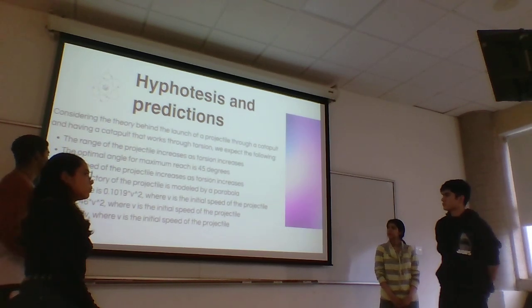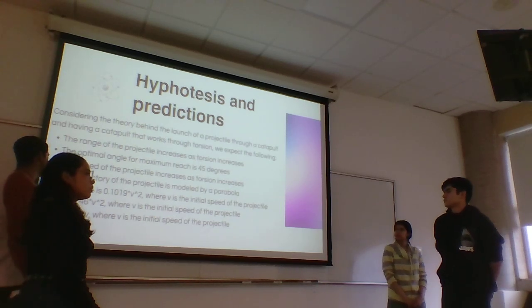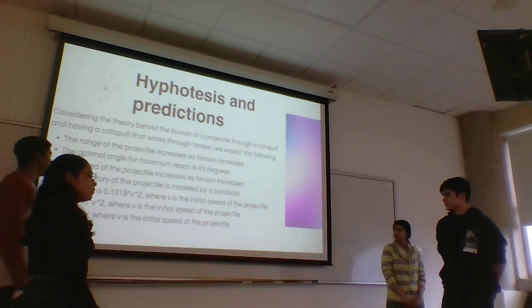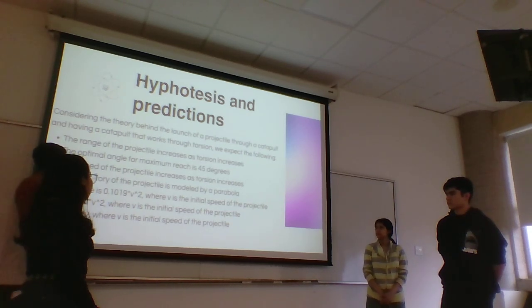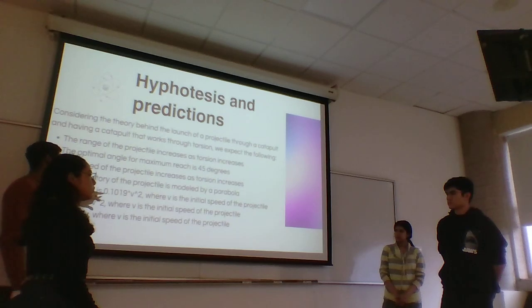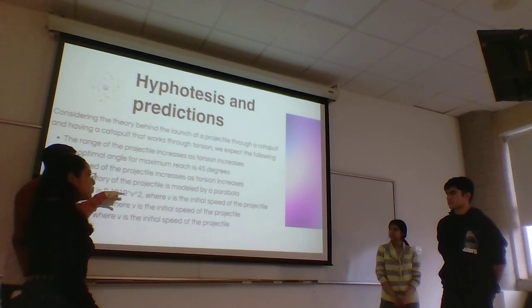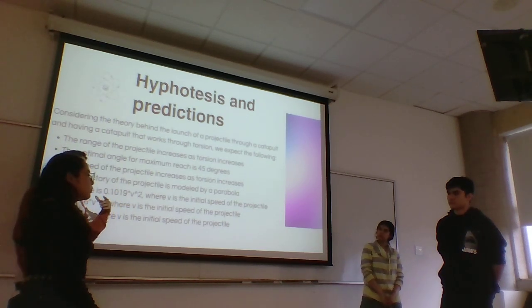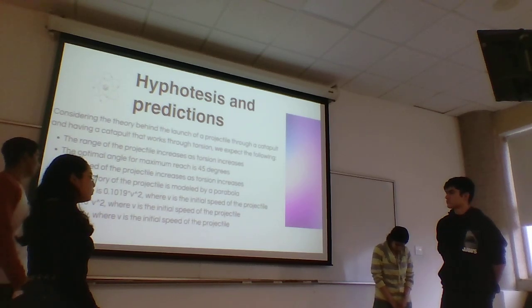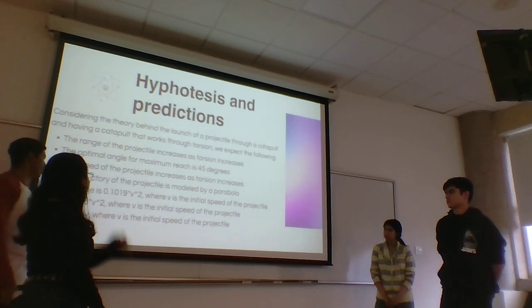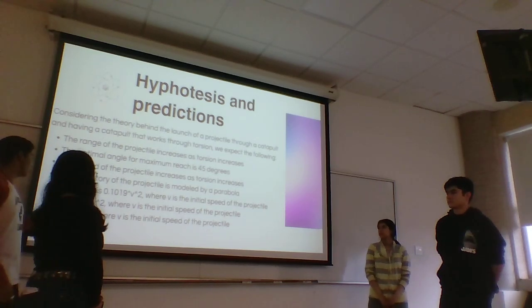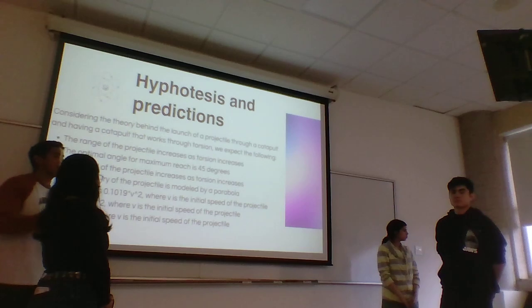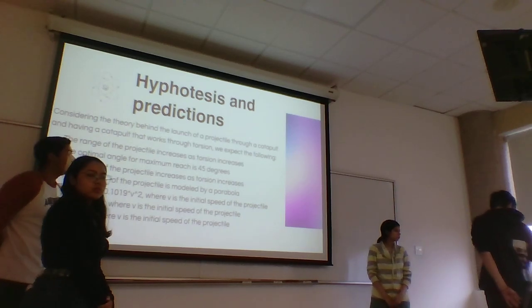What's more, we have the range, the maximum height, and the time expressed in terms of v, that is the initial speed. And as you can see, the range is 0.1019 times velocity squared. Maximum height is 0.0246 times velocity squared, and time is equal to 0.1417 times velocity.